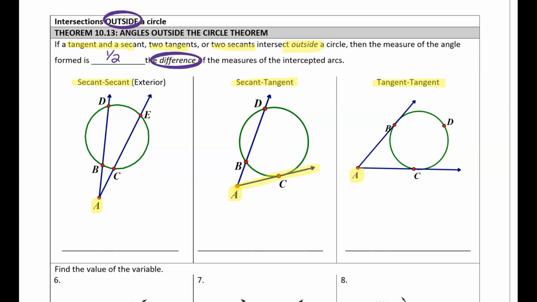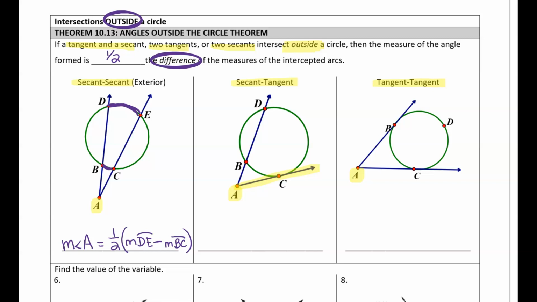So if you will look here at these pictures, on the first one with the secants, it's intersecting outside the circle. You can see that it is intersecting this arc here, which is DE, and this little bitty arc here that is BC. So this is how you would find the measure of angle A. You would simply take 1/2 the biggest arc, the measure of DE, and subtract the measure of BC. So instead of averaging, now you are subtracting, but you have to start with the biggest arc, subtract the small arc, take half, that is the measure of angle A.